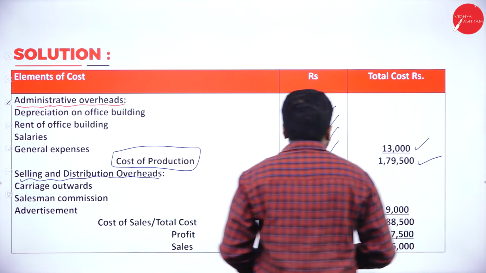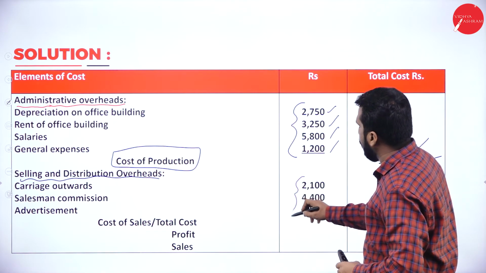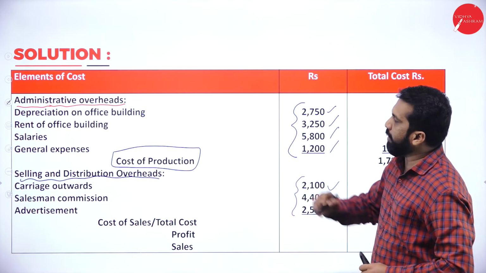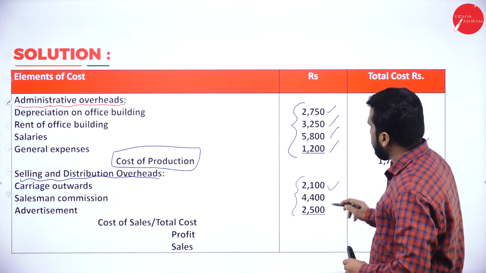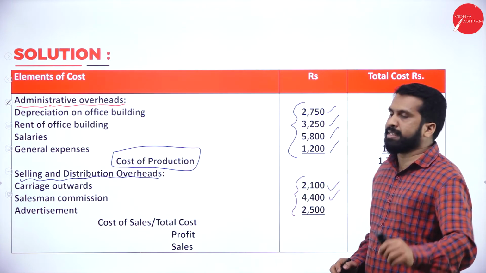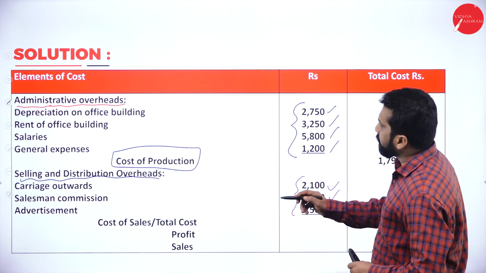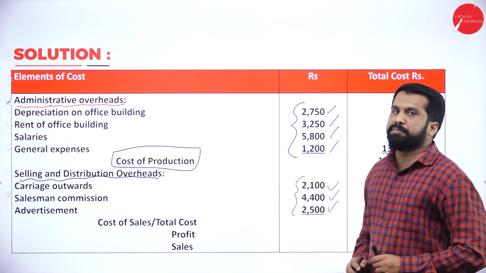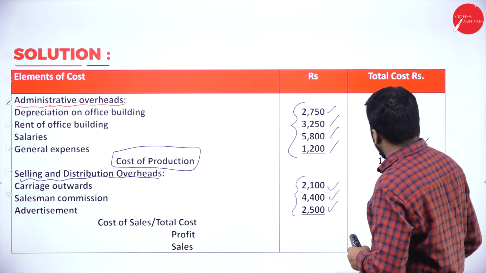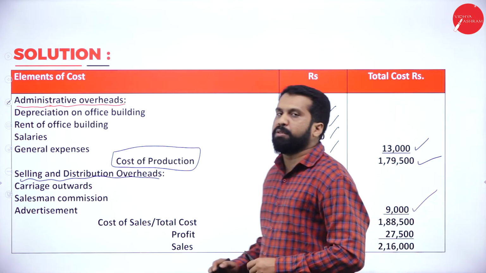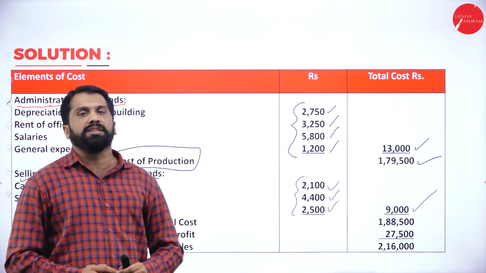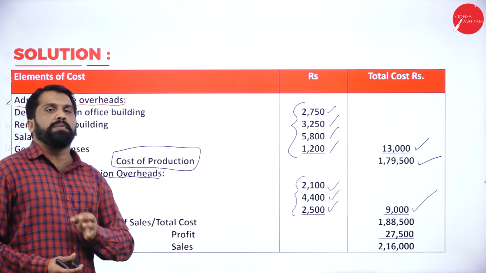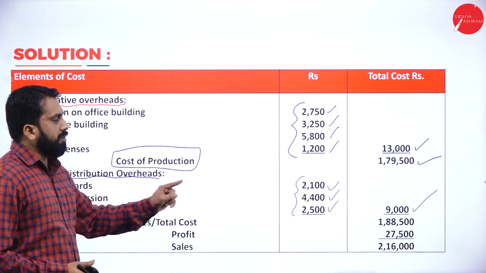So, for selling and distribution, we have taken 3 items: 2,100 as carriage outward, 4,400 as salesman commission and 2,500 as advertisement. Add everything, you will get 9,000. That will be your selling and distribution expenses. Hope you understood up to this.